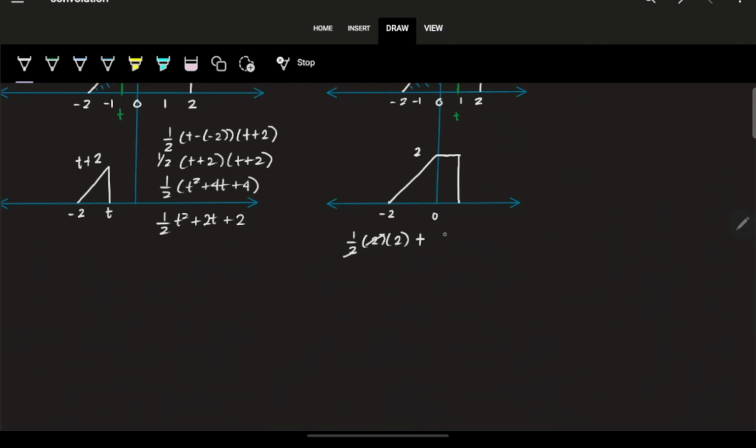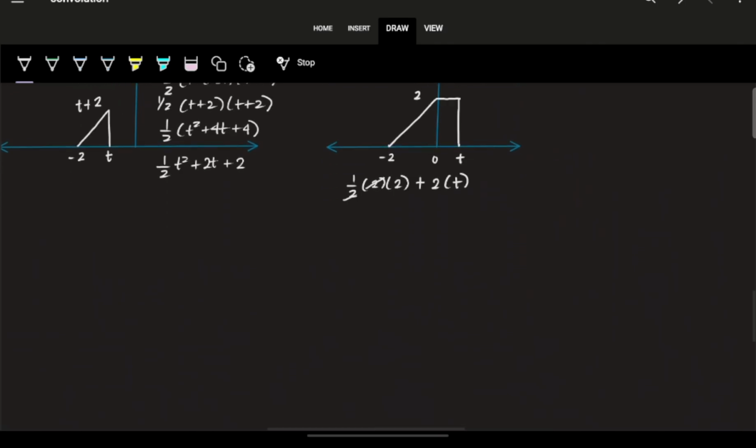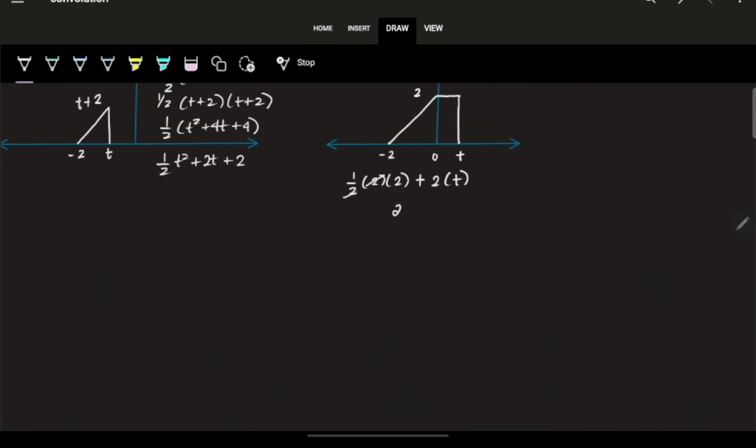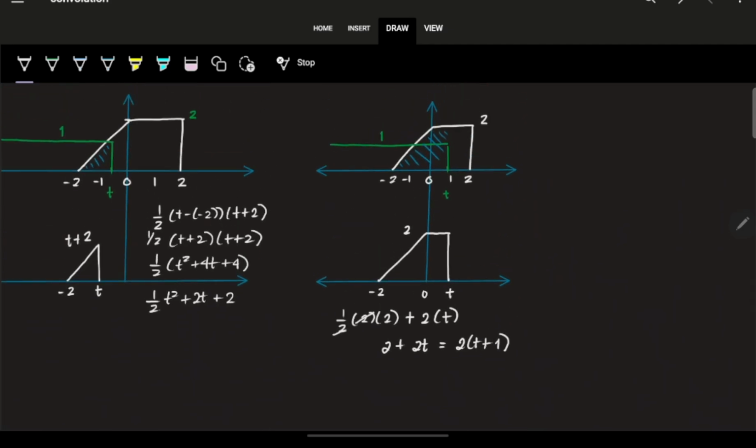So, still an amplitude of 2, but the base is t. Tama, kasi nagbabago pa between 0 and 2. Kaya t pa lang yung gagamitin natin. Hindi pa kasi definite yung hangganan ng signal natin. So with this, we have 2 plus 2t, or simply 2 times t plus 1. So this is the area of this covered region, based on the adjustments of the value of t.